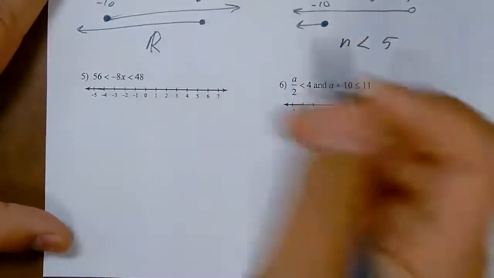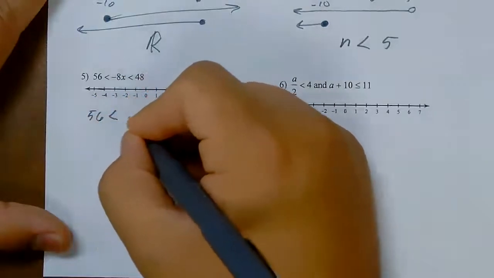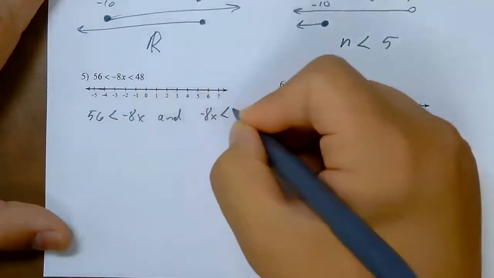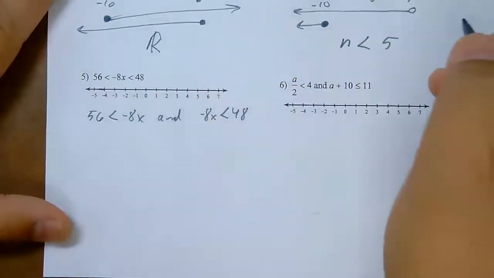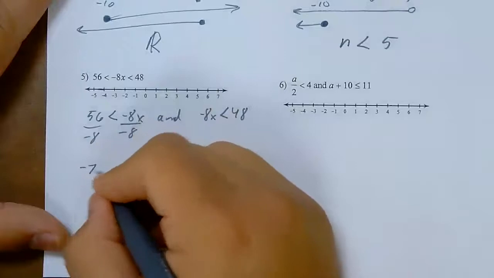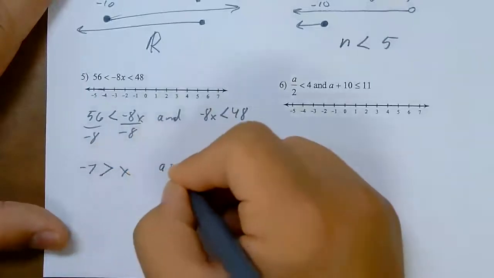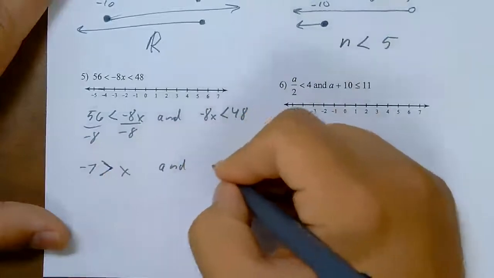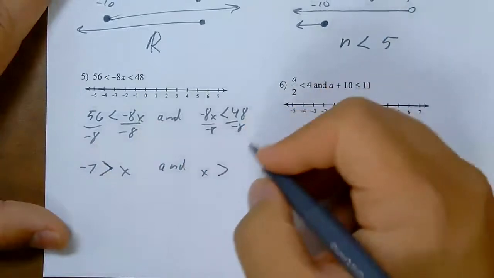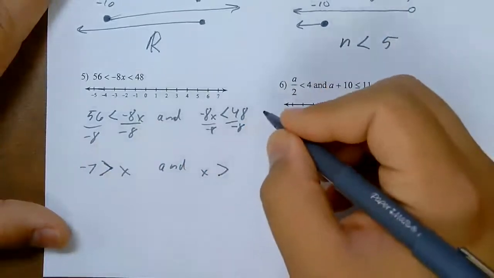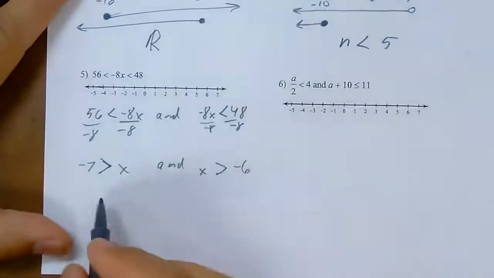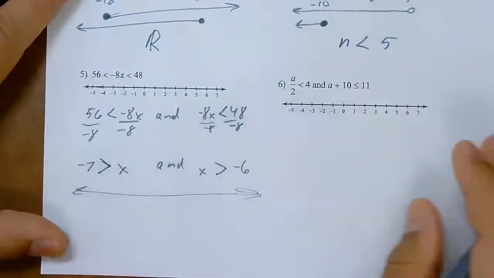So for these two problems, we have 56 is less than negative 8x, and negative 8x is less than 48. I split them up because it makes it clear to me. If we divide by negative 8, we get negative 7 is greater than x, and x is greater than negative 6.